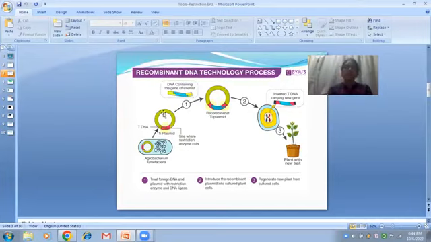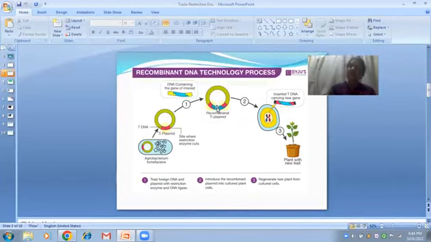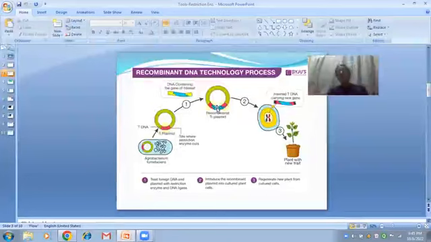For inserting this desirable gene, we first have to cut the circular DNA. How to cut it? By using some special type of enzymes, we can cut this DNA into two pieces. Then you get a cut site. At this cutting place, we can insert the desirable gene like this. After insertion, you have to close it with the help of some glue, so here also we are using some special type of biological material.